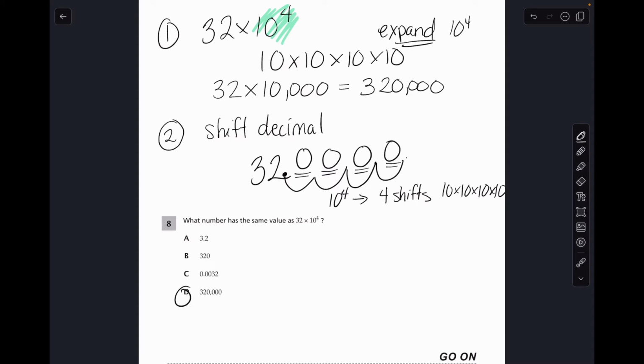And now that my decimal point is back here, I just have to remember where my comma is, and you would just think of your families. There's 3 numbers here, so I have to put a comma there. So I would just rewrite it as 320,000. So that's the second way that you can do this.